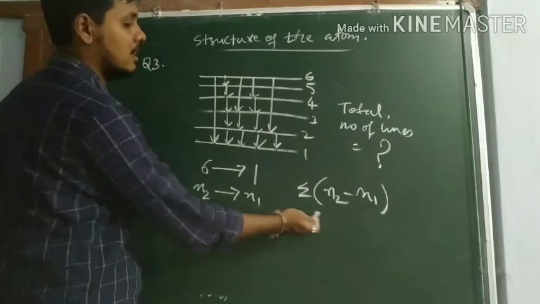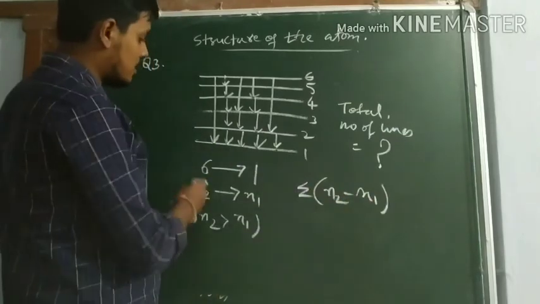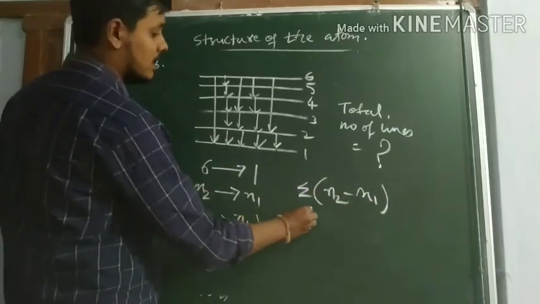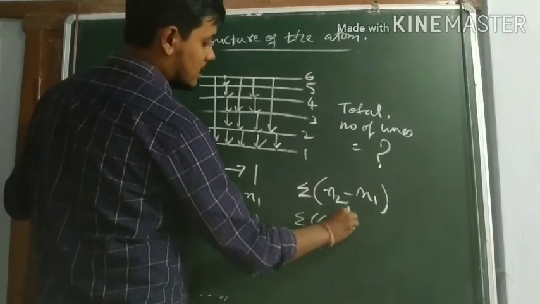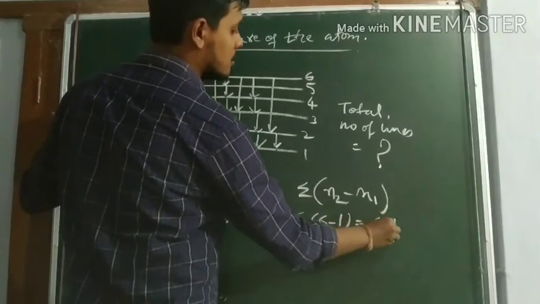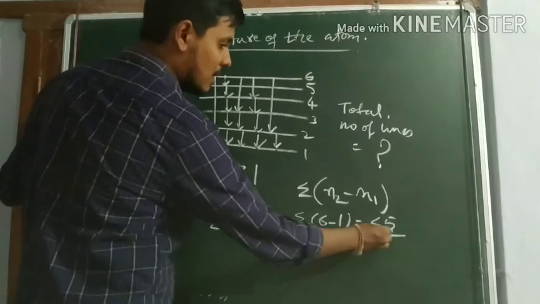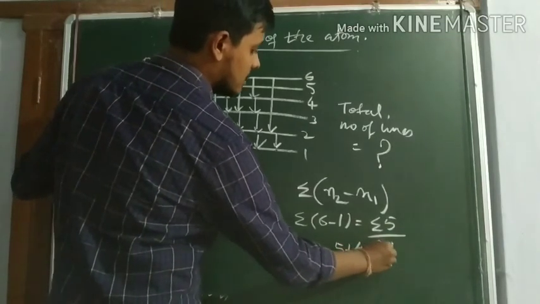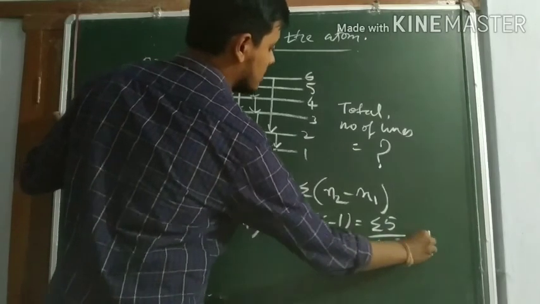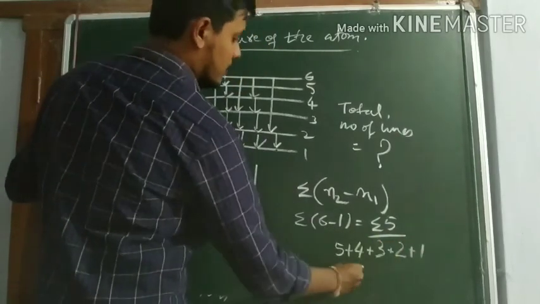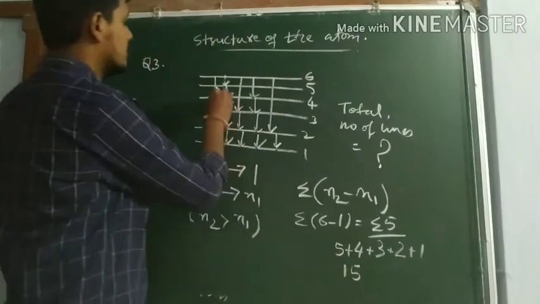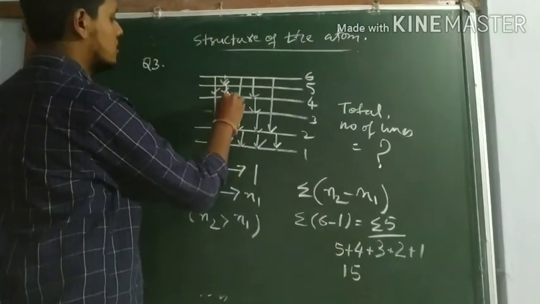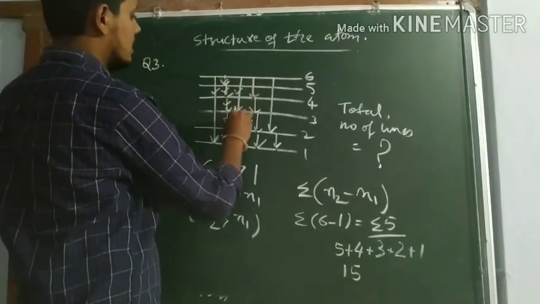So if an electron moves from 6 to 1, then sigma of 6 minus 1 equals sigma 5. So what is sigma 5? It is nothing but 5 plus 4 plus 3 plus 2 plus 1. So how many lines? 15 lines. So 15 is 1 2 3 4 5 6 7 8 9 10 11 12 13 14 15.